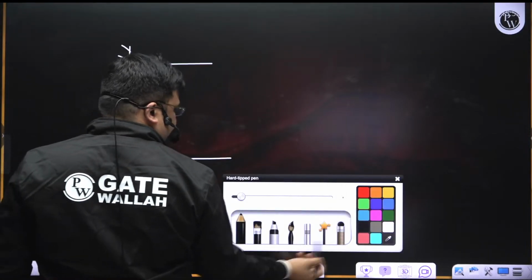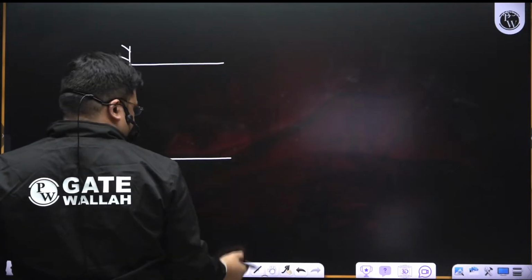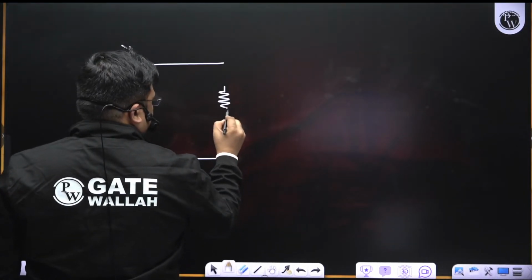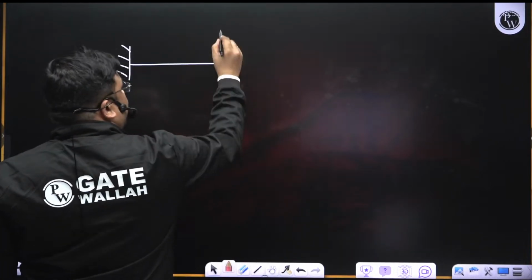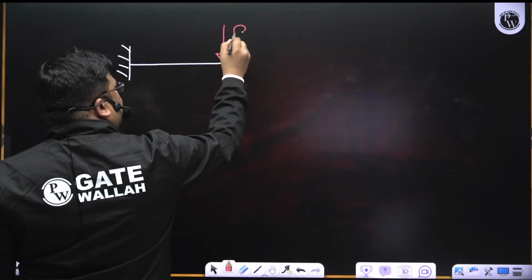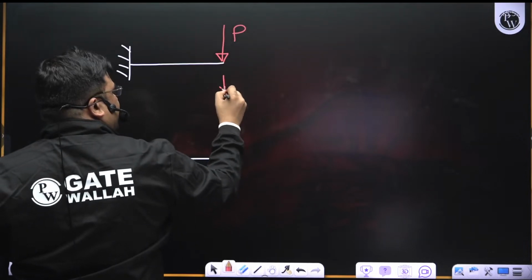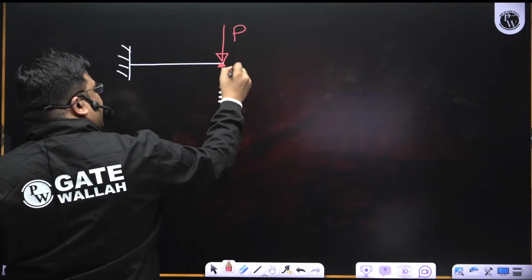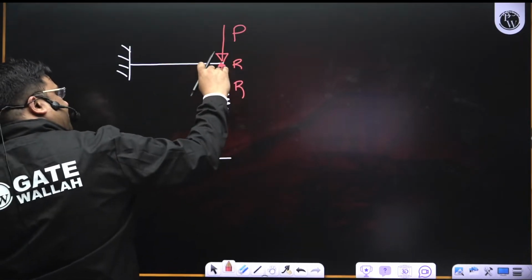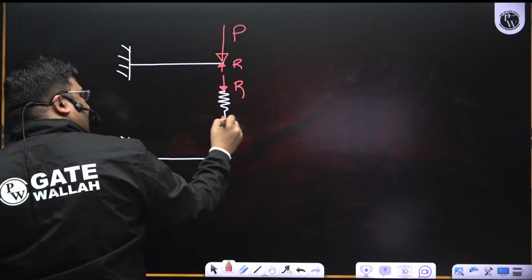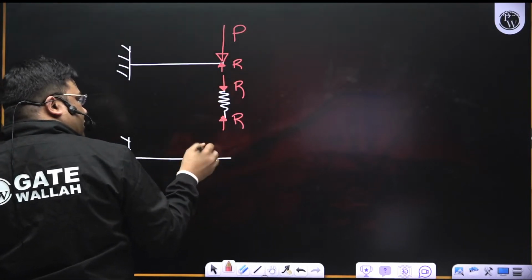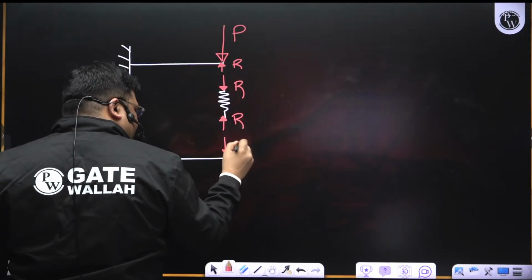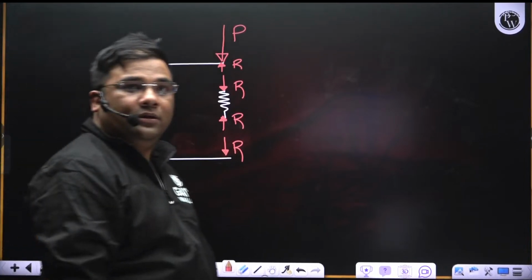Again, I'll repeat, okay? P load is there, right? So now, in the spring, there will be reaction R due to this load, and an equal and opposite reaction will act on this beam. Now, since the spring force is constant everywhere, there has to be a reaction force here. Now, since this beam is connected with this, this spring will also exert an equal and opposite reaction. Understood?